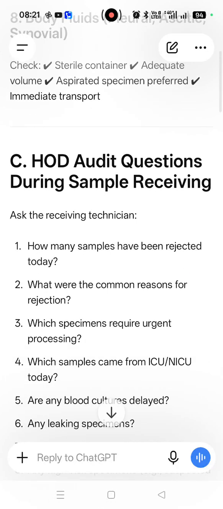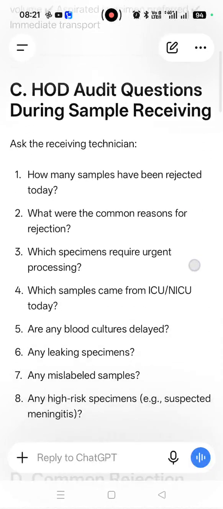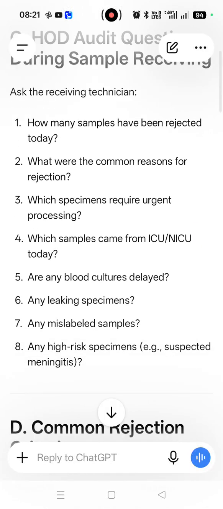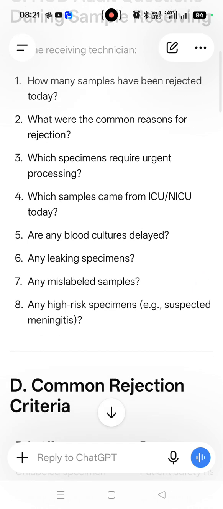So if you are the senior microbiologist and you are doing audit, then what questions during sample receiving should be asked with the technicians? How many samples have been rejected today? Because this is not a good practice, something is wrong, and training should be done for those people who are collecting it, transporting it, or receiving it. So what were the common reasons for the rejection? So where the problem is, this you have to find out and then fix it.